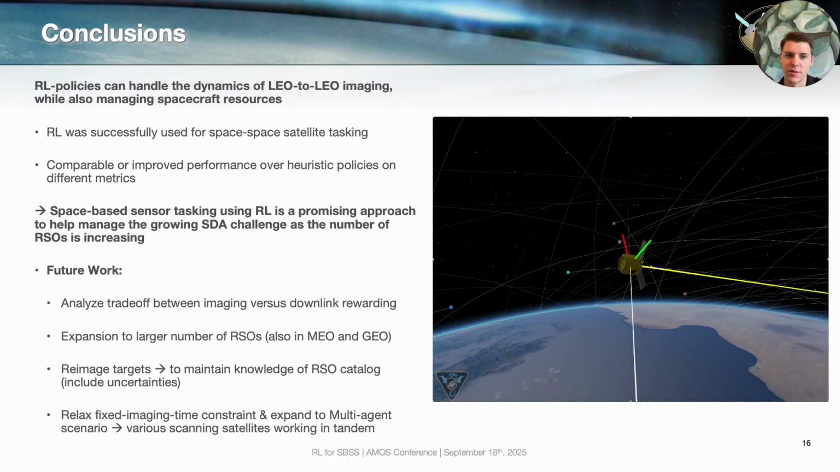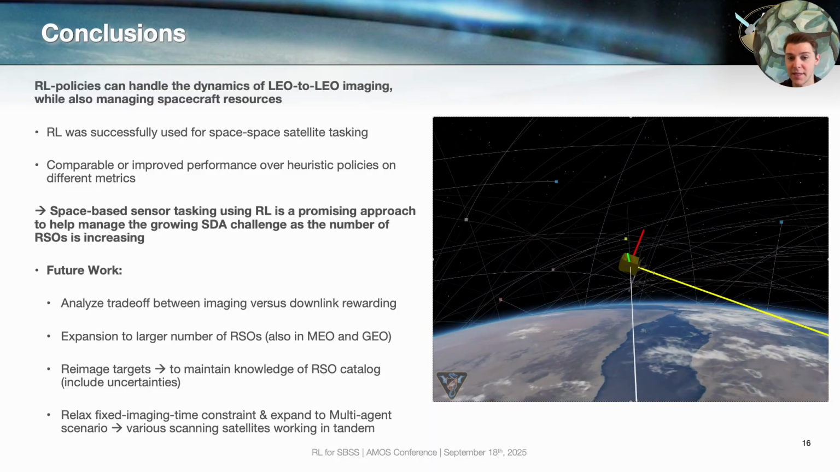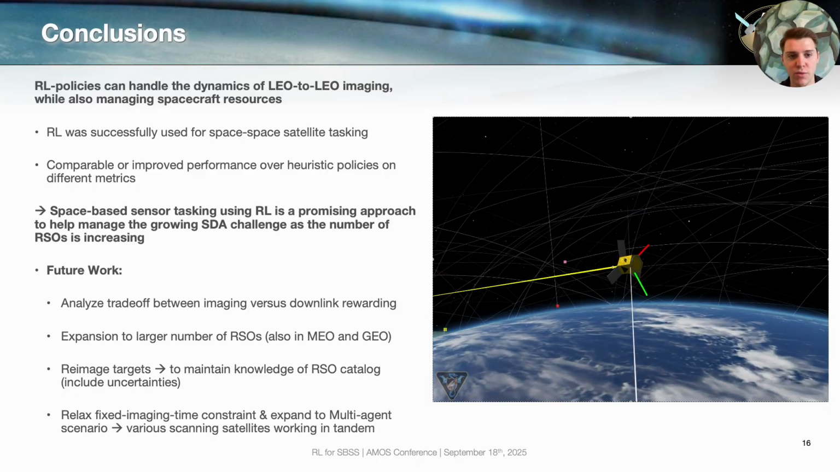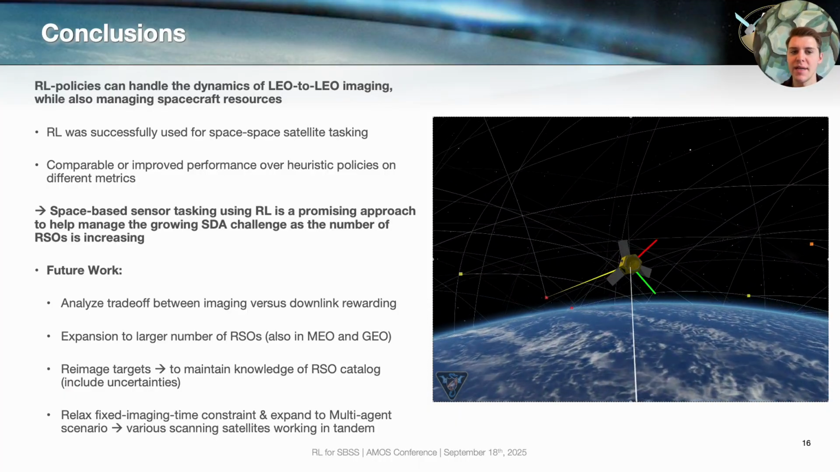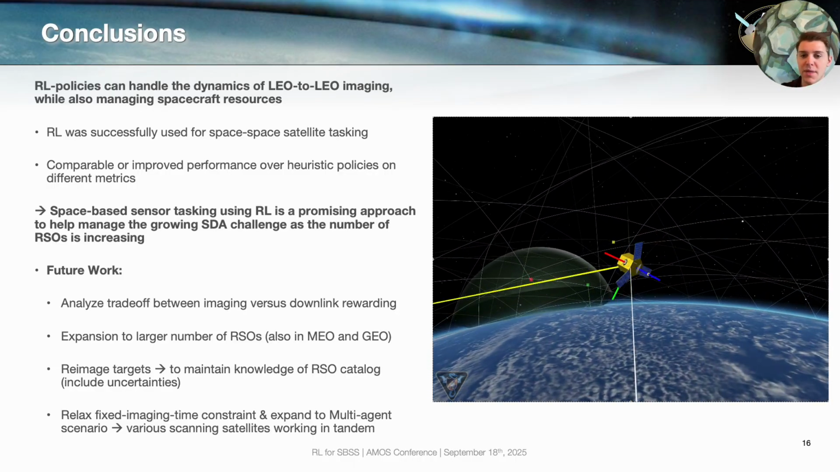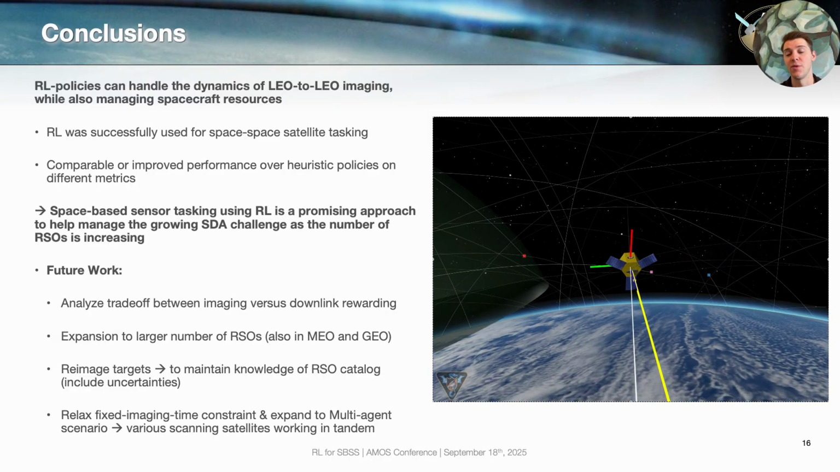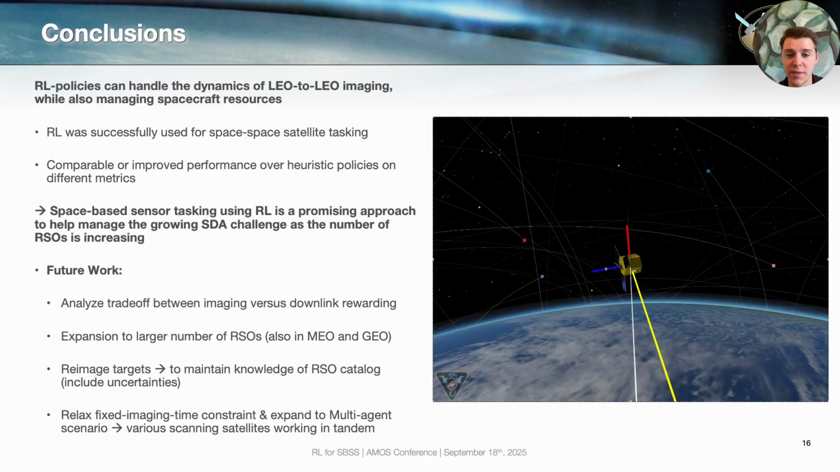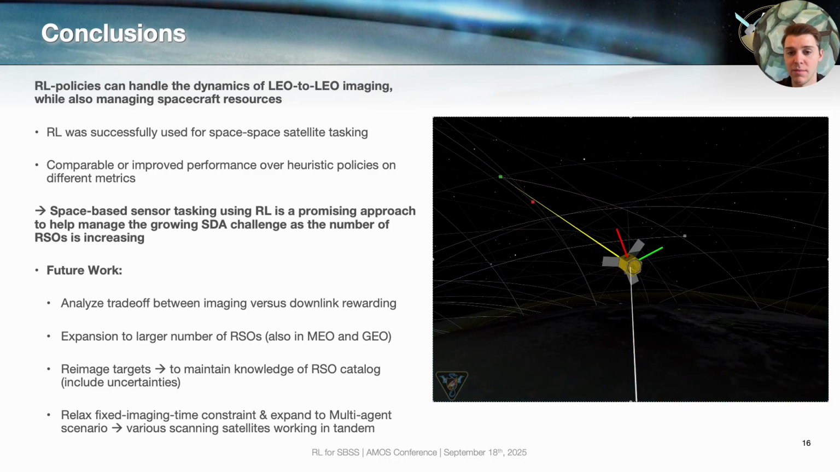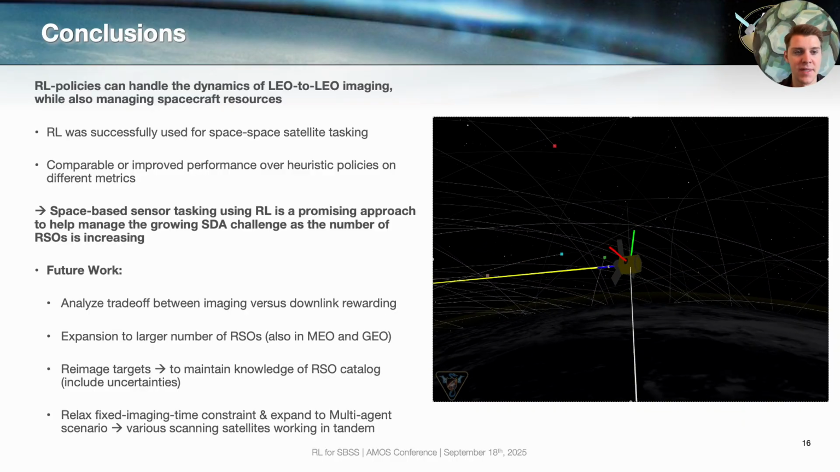Future work will include analyzing the trade-off between how we reward imaging versus downlinking, and finding a balance depending on how the client or the user would like to have it, and expanding the RSO catalog to various orbits, so having MEO, GEO, and LEO perhaps also in the same catalog, etc. And we would want to increase the ability to also re-image targets, so that we can really maintain, in terms of uncertainties, a specific set of RSOs that we want to look at.